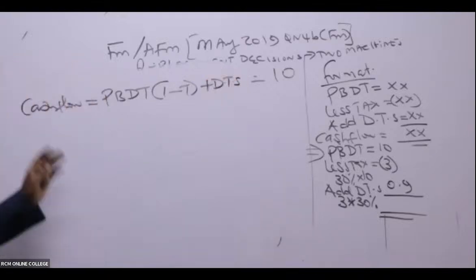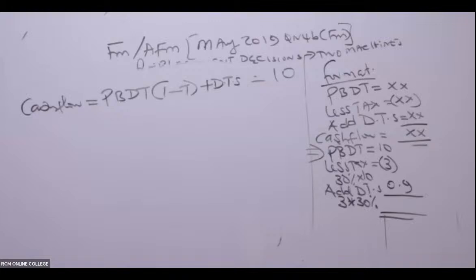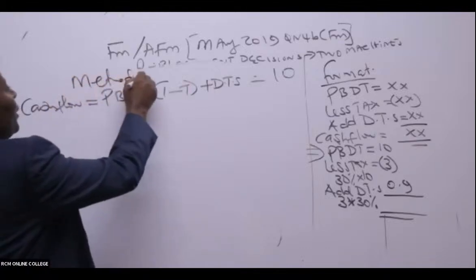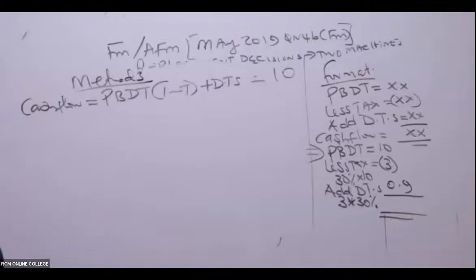A good ninja will do it directly like this. You take profit before depreciation and tax, you less taxation, and then you add depreciation tax shield. So in this question now, this is method number 3. Do we have this PBDT?